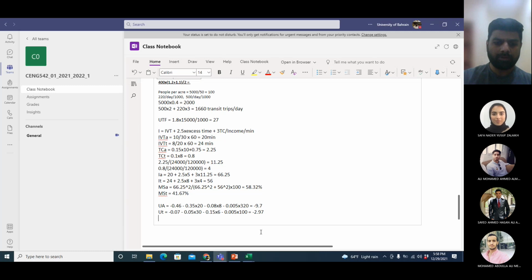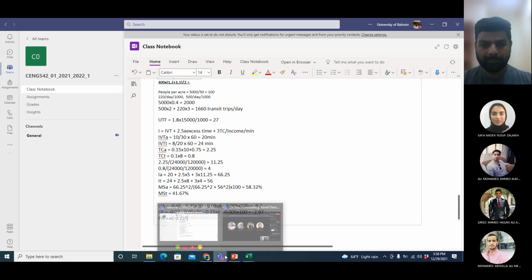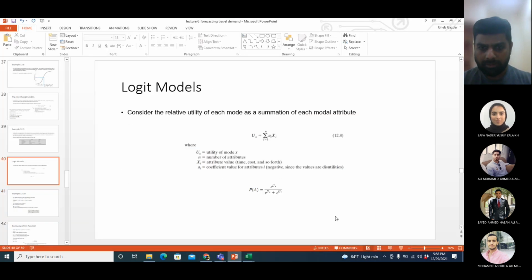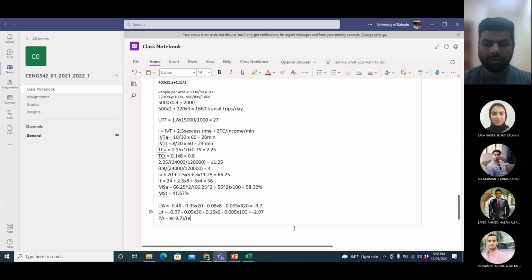Now if you want the probability of using the car, it will be e to the power, utility of car, which is minus 9.7, divided by e to the power minus 9.7 plus e to the power minus 2.97.